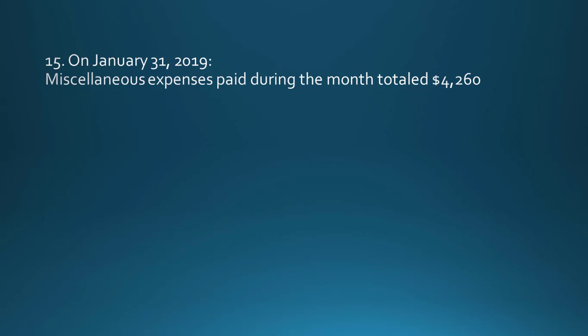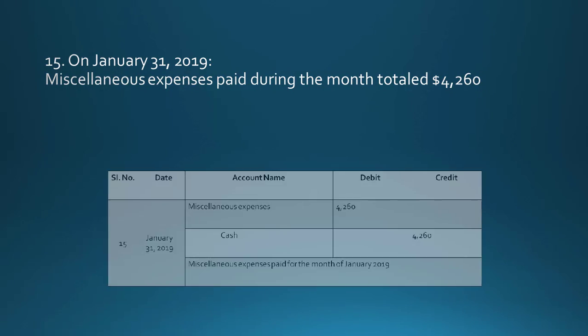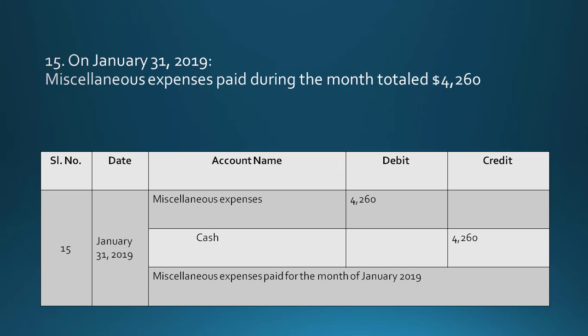On January 31st, 2019, you found out that the total miscellaneous expense paid during the month was 4,260. So what should be the journal entry? As you have already incurred the expenses, so it will be miscellaneous expense debit by 4,260 and you paid because it says you paid here, so cash will be credited by $4,260.